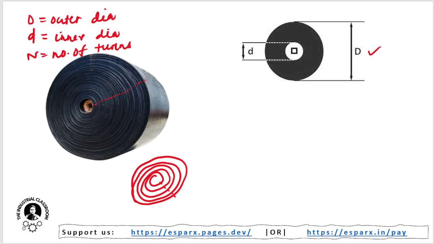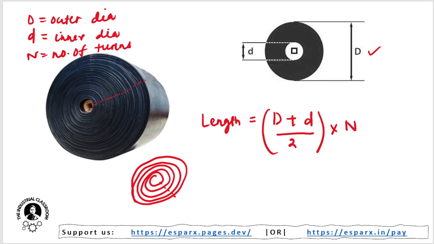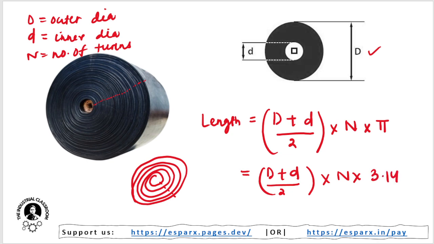So the formula is: the length of the elliptical roll is equal to OD plus ID. Remember, OD plus ID divided by 2, into number of turns, into pi. Or you can simply write OD plus ID divided by 2 into n into 3.14. Here all the dimensions must be in mm. The number of turns is just a number, so it is not in mm, and the length will be in mm.